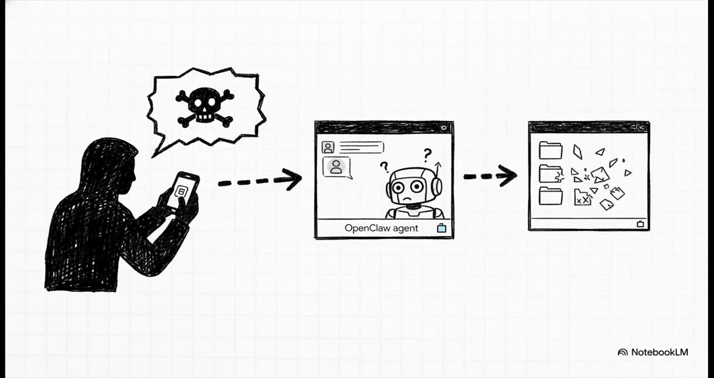The number one threat here is something called prompt injection. Just imagine someone in a group chat sends a really cleverly written message that's designed to trick your AI into running a harmful command. Something like, delete all my documents. Because the agent has full access to your computer's terminal, it could actually do it. This is not some theoretical problem. It's a real danger you have to protect yourself from.